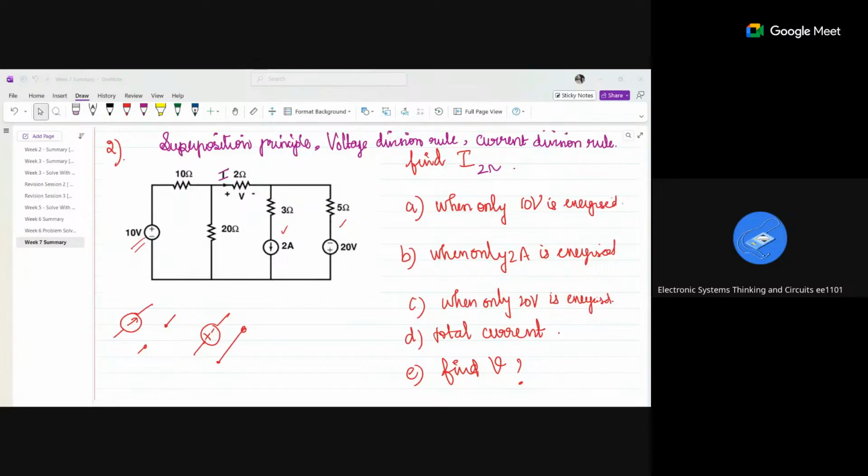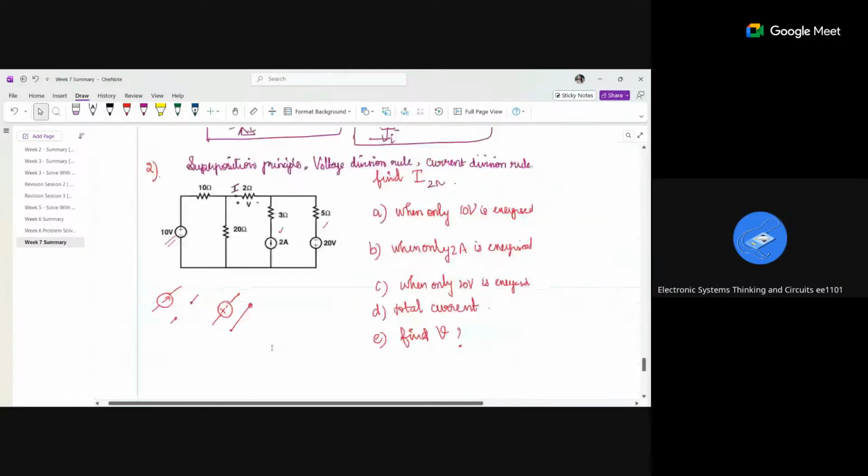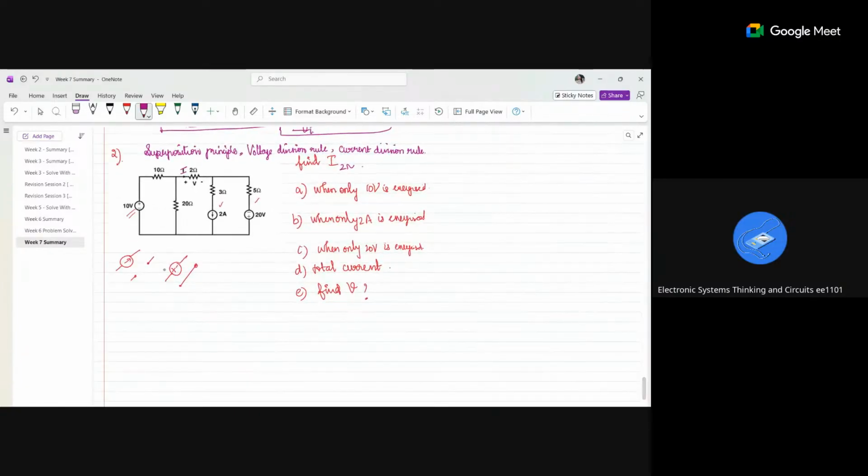Did you guys get the answer, or shall we start solving? Only when the 10 volts is energized, right? My circuit will be 10 ohms, 2 ohms, 5 ohms. This will become open circuit, so the current will not be flowing through. Not this one.